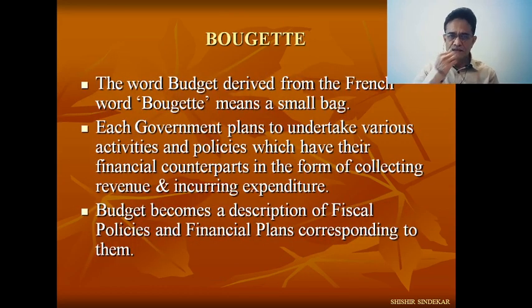Now originally the word budget is derived from the French word bougette. Budget means a small bag. Previously the budget documents were presented through a bag, and so it is called a budget.